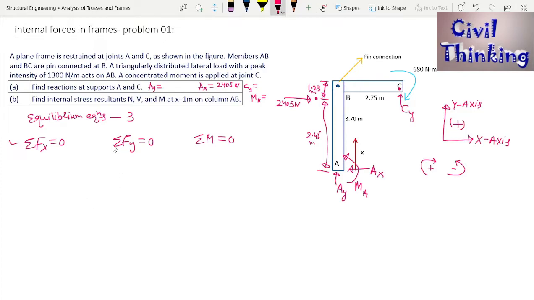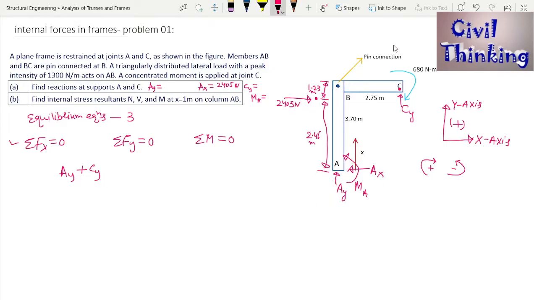Now let's apply summation Fy equal to 0. Fy means y is in the vertical direction, so we have to sum up all the forces in the vertical direction and equate them to 0. Now Ay is upwards, the y-axis is upwards, same direction, so Ay is positive. Here is another vertical force, Cy. It is upwards, and the y-axis is upwards too, so this is also going to be positive, right? So when we apply summation Fy equal to 0, we will get Ay plus Cy.